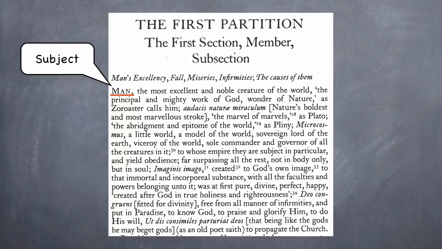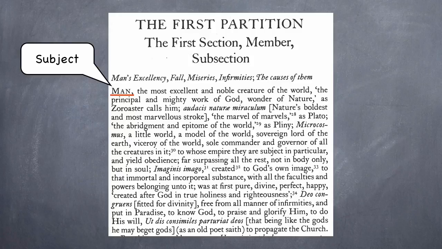So man, comma, the most excellent and noble creature of the world, the principal and mighty work of God, wonder of nature, as Zoroaster calls him, audacis naturae miraculum, which means nature's boldest and most marvelous stroke. That is Latin, right? The marvel of marvels, as Plato calls him, the abridgment and epitome of the world, as Pliny calls him. You see what's going on here? So far, these are just little descriptions of what a man is, but we still haven't seen the verb. The verb has not come yet.